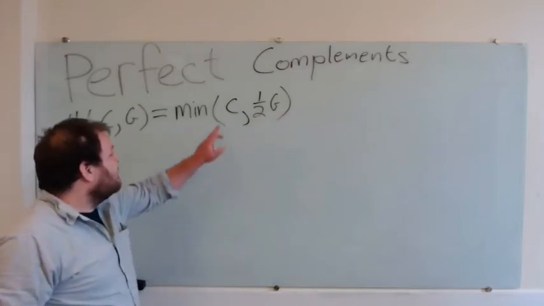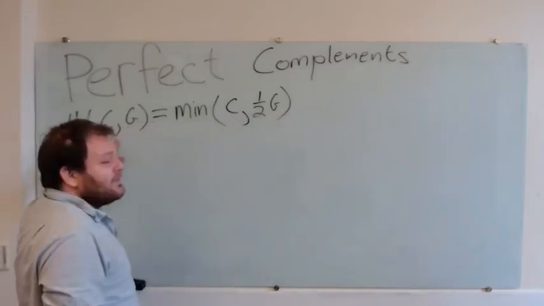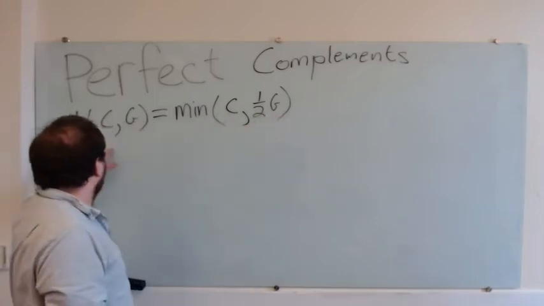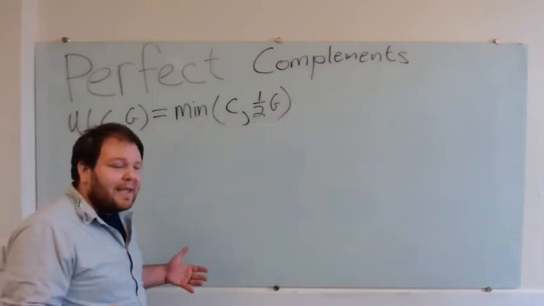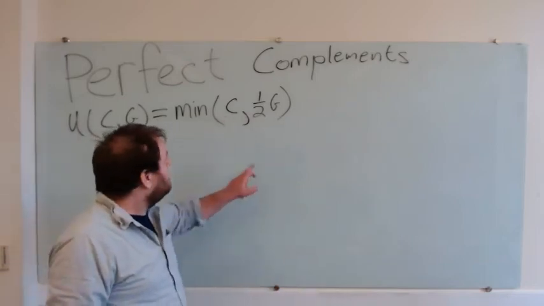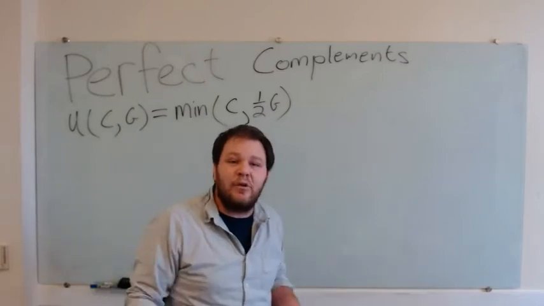So if I have 1 chain and 2 gears, I should have a utility of 1 because I can make 1 bike, whereas if I have 2 chains and 4 gears, I'll have a utility of 1 because I can make a bike. But if I have some extra chains lying around, it doesn't do anything. It doesn't increase my utility at all. If I have extra gears lying around, that doesn't increase my utility either.